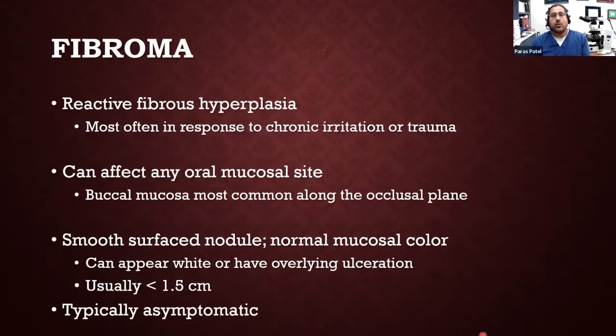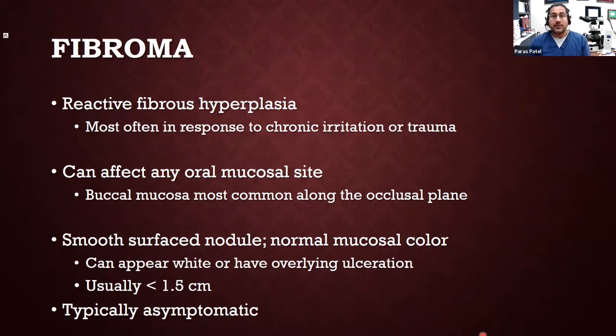So the first thing is a fibroma, and everybody probably remembers this from their training at one point in time or another, but this is a reactive fibrous lesion. It has oma on it, so people assume, oh my gosh, this is a tumor. It is a tumor-like process, but it's not neoplastic. It really is a thickening of that connective tissue. It's most often in response to chronic irritation or trauma.